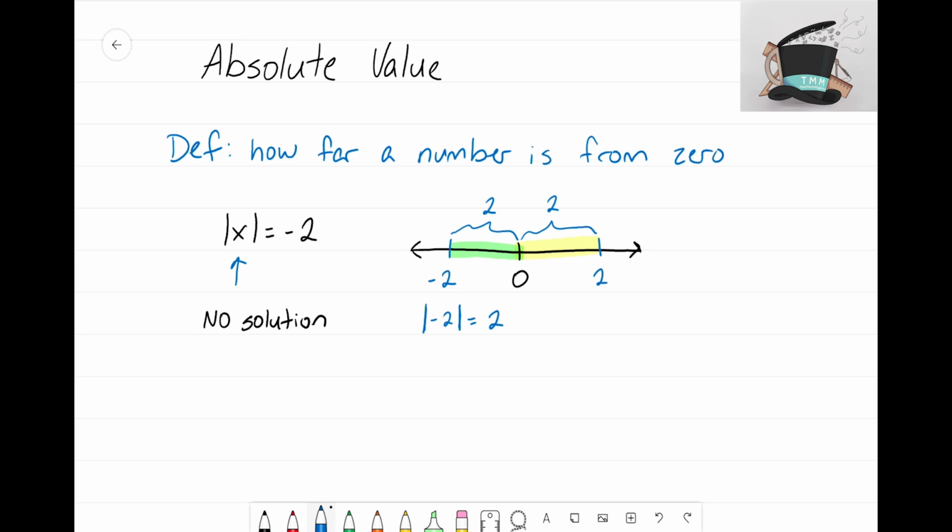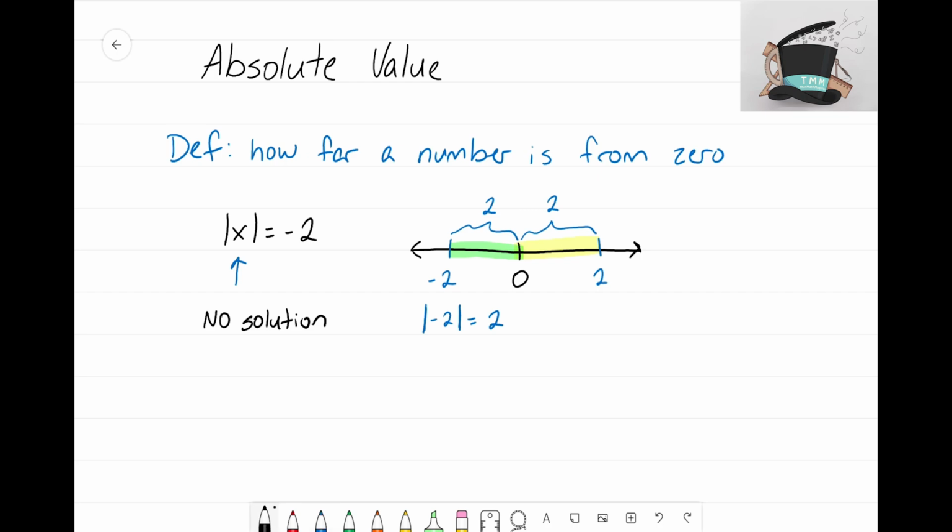When you're presented with a problem like this where the absolute value equals some negative number, the answer will always be no solution, because there is no number that has an absolute value that is negative.